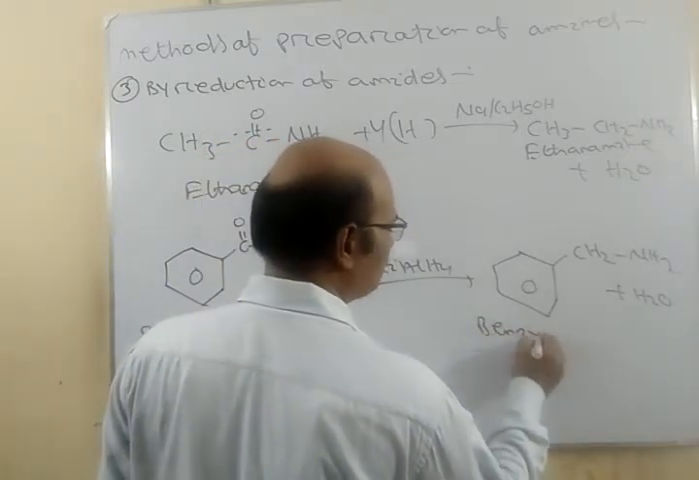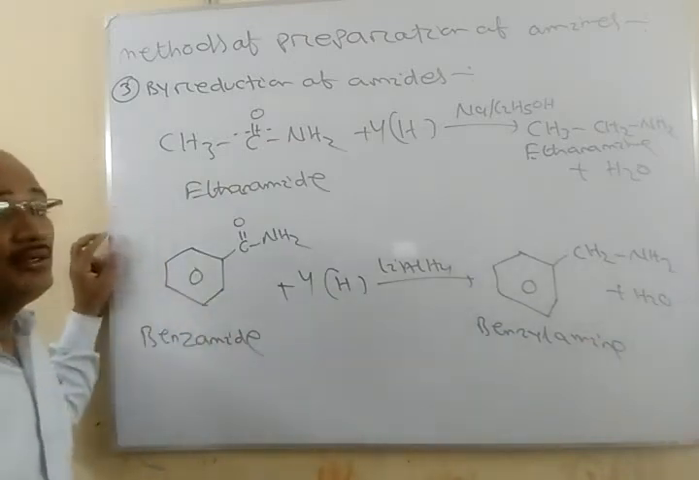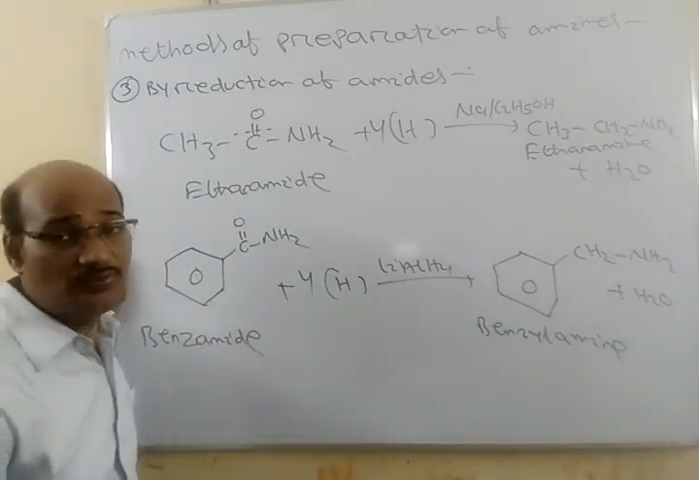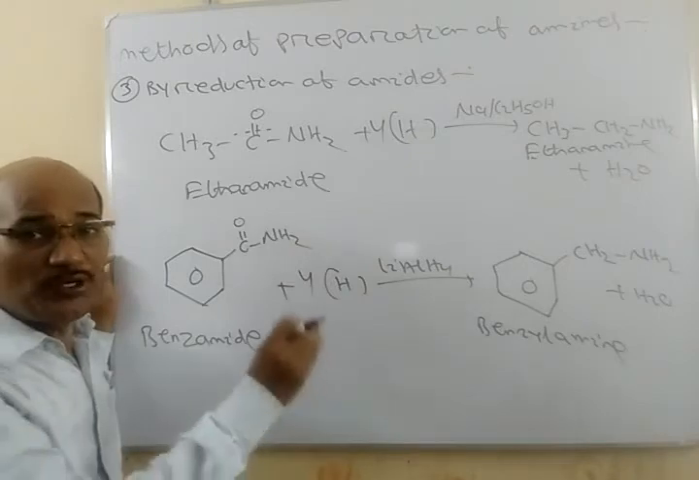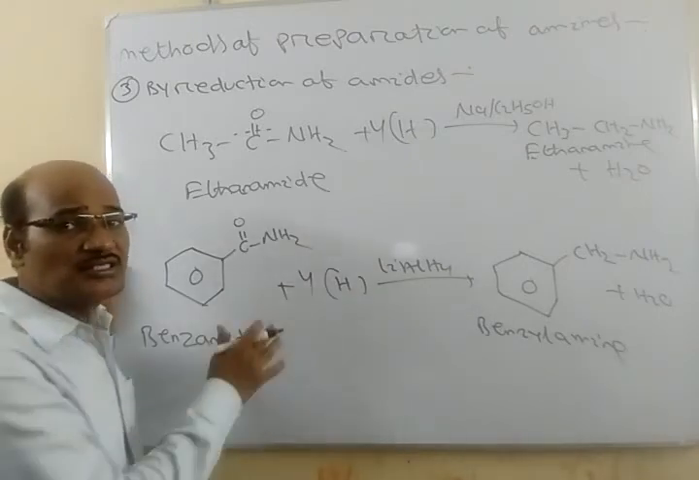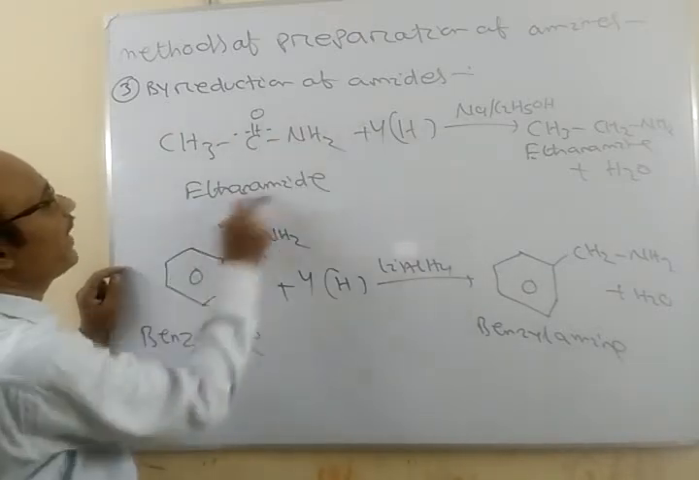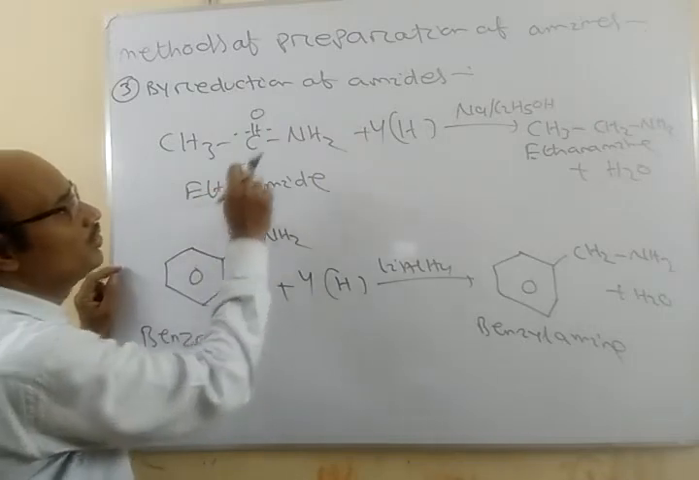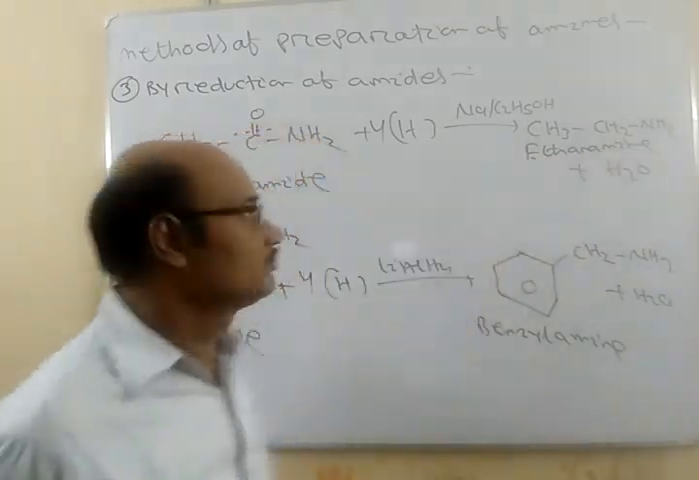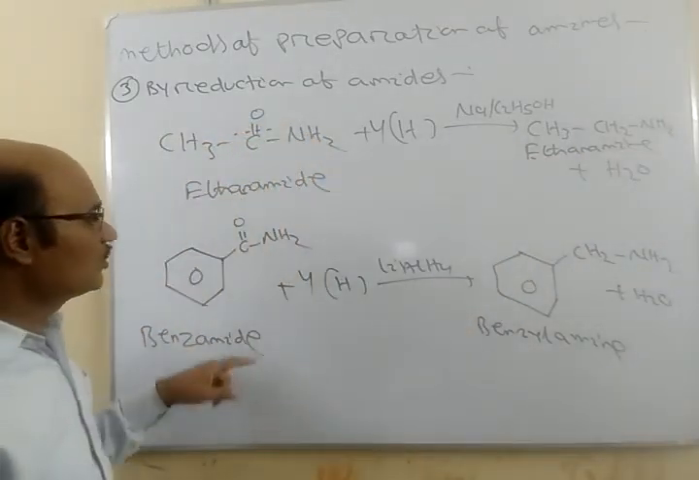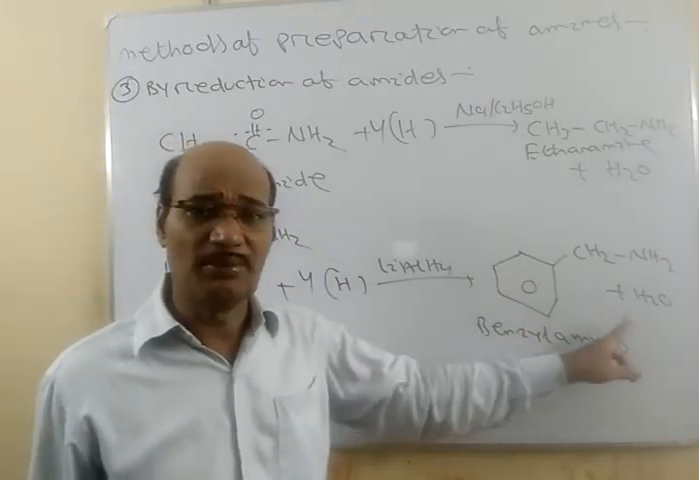This is benzylamine. So what I can say? When amides undergo reduction with sodium alcohol, the corresponding amines are formed. Also, this reaction can be carried out in the presence of lithium aluminum hydride. So when ethanamide undergoes reduction with sodium alcohol, ethanamine is formed. Similarly, when benzamide undergoes reduction in the presence of lithium aluminum hydride, benzylamine is formed.